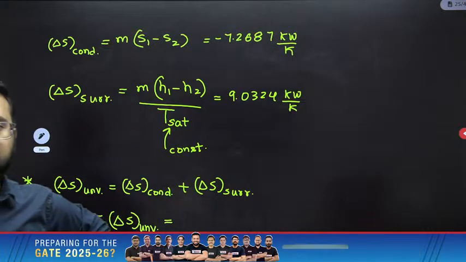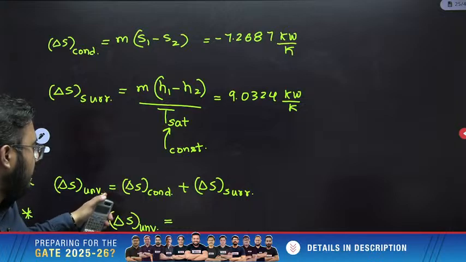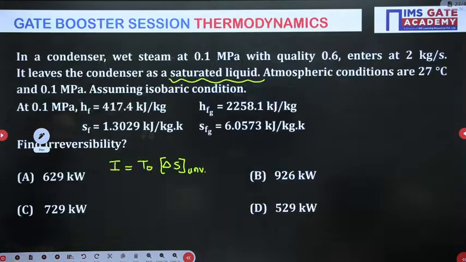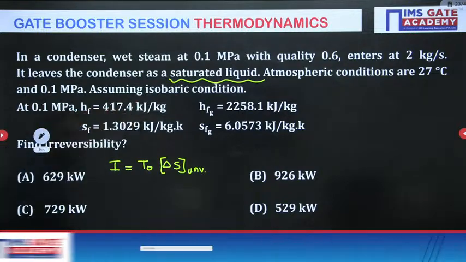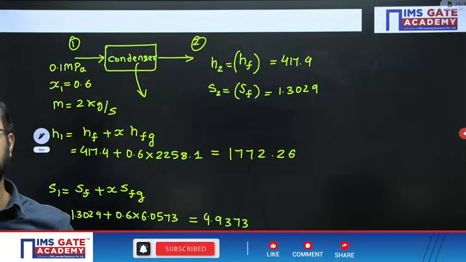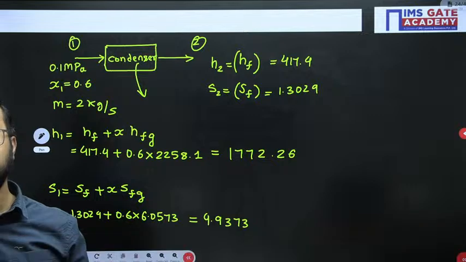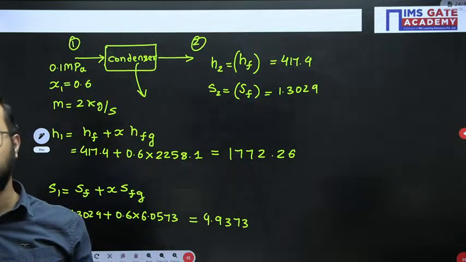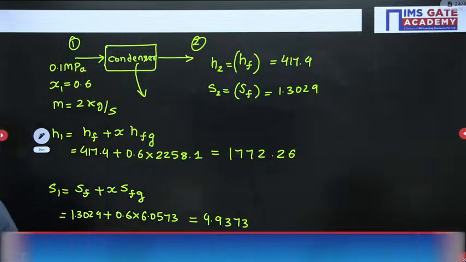Okay. Just put the values here, delta S universe, and then T naught you need to multiply. T naught temperature they have mentioned already. Atmospheric condition 27 degrees Celsius, that is 300 Kelvin. Now what will be the answer finally? T naught is 27 degrees Celsius. So final answer of irreversibility. Tell me your answer.